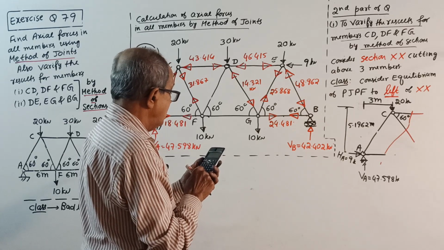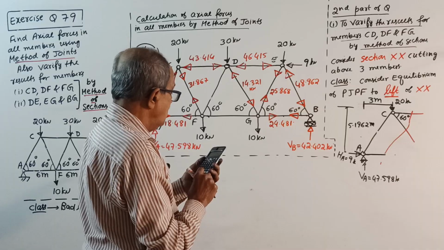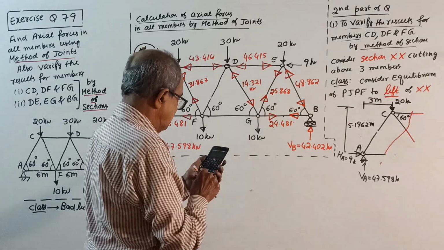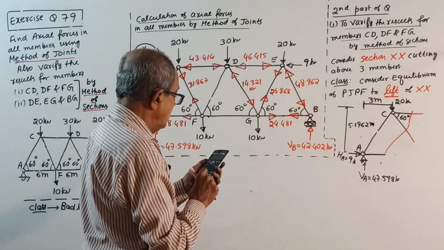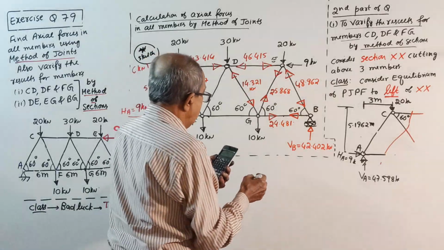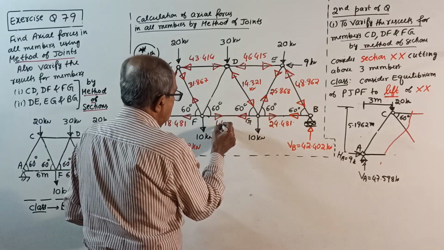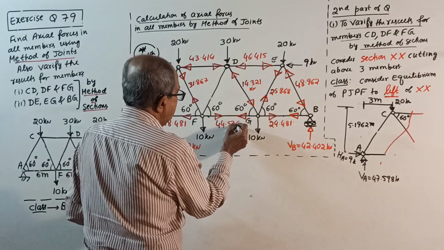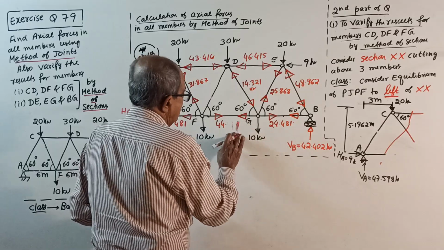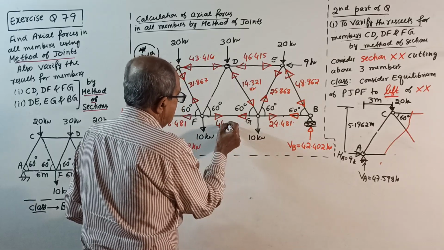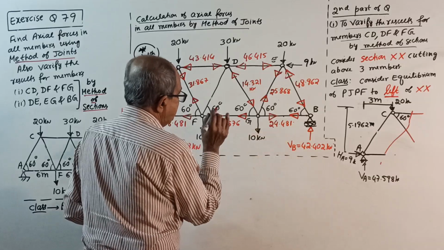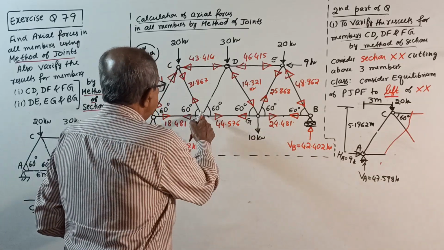Oh, something went wrong there. Into cos 60 will give you some 20 something plus another 24.481. It will be 44.576. 44.576. Okay. 44.576 kilonewton. Now, I will come to this joint.